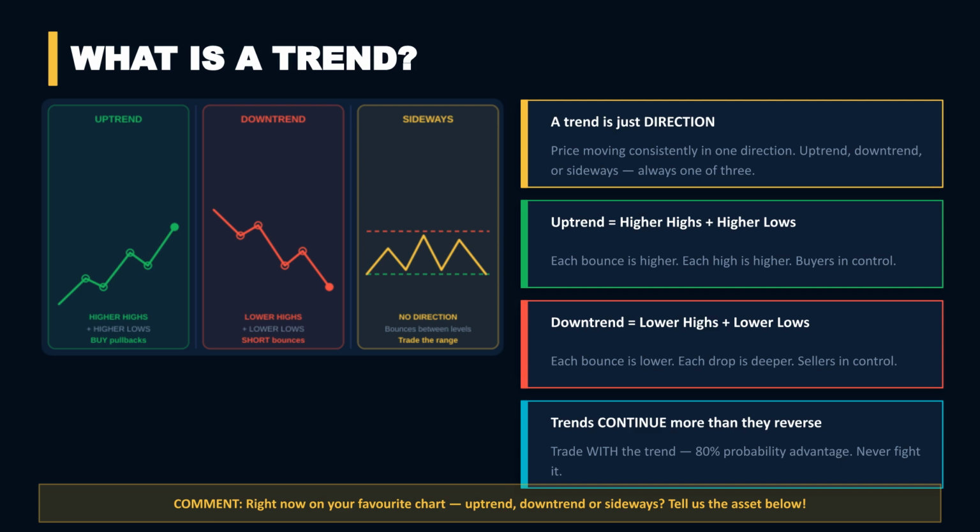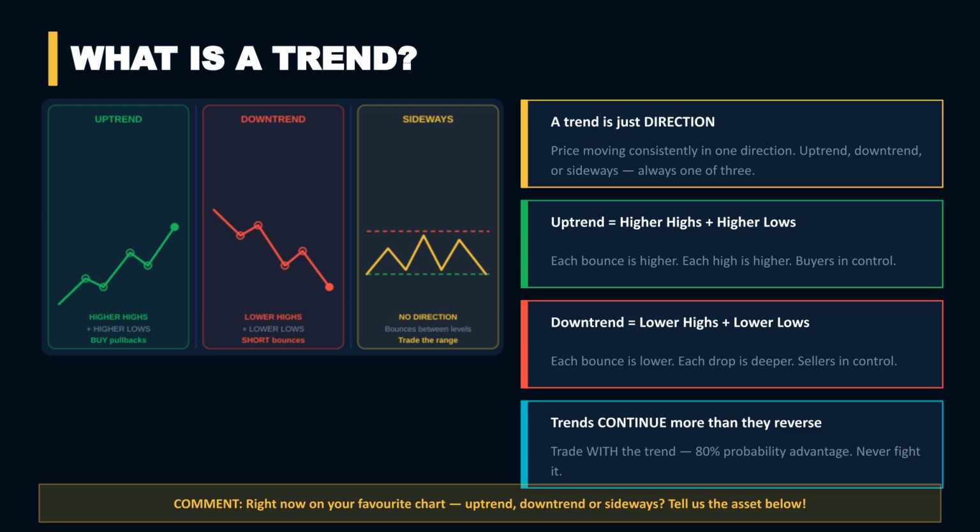Let me start simple. A trend is just direction. Price is moving somewhere. An uptrend, higher highs and higher lows. Price goes up. It pulls back a little, but not as low as before. Then it goes even higher. A downtrend, lower highs and lower lows. Price goes down. It bounces a little, but not as high as before. Then it goes even lower. Sideways, price is not going up or down. It's stuck between support and resistance, bouncing back and forth.